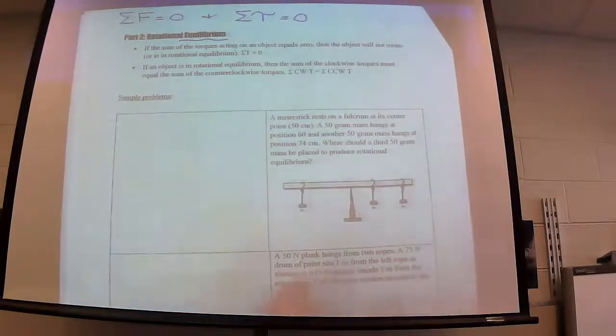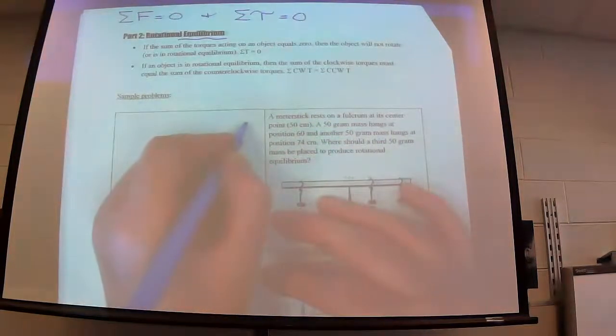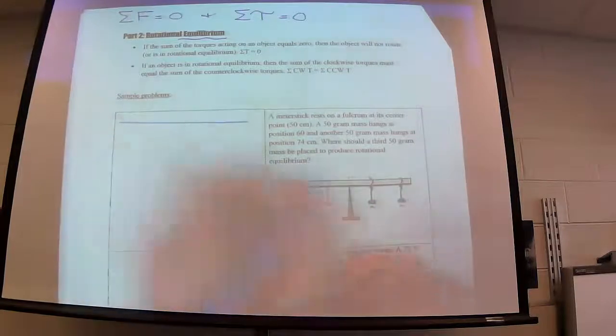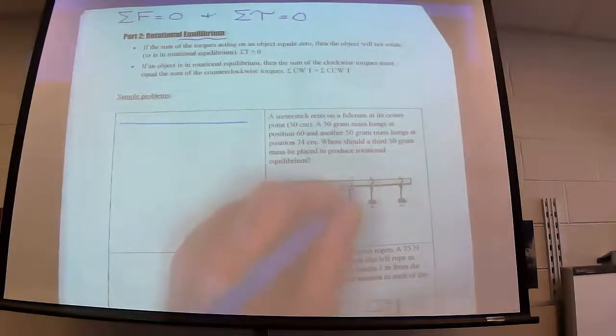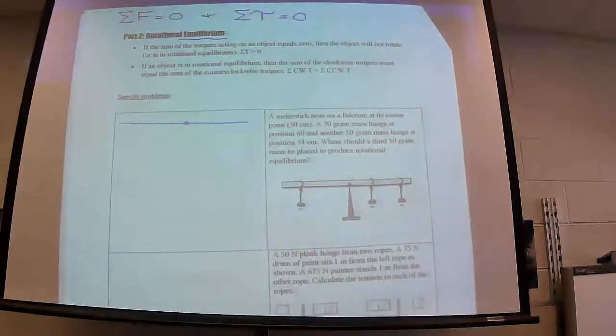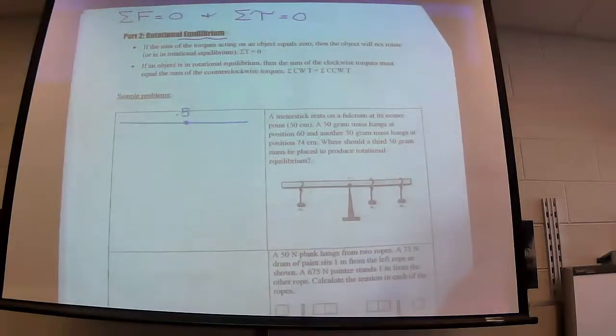All right, here's our first example. And I picked this example because we're going to do a lab activity on this one. So a meter stick rests on a fulcrum. So this is a meter stick. And it's going to pivot on this piece, whatever that is. So it's going to pivot right here. So I'm going to put the pivot right here. That's the pivot point. The pivot point would be at the 50 centimeter mark. So I'm going to call that point 5. All right, so the fulcrum is at the 50 centimeter.